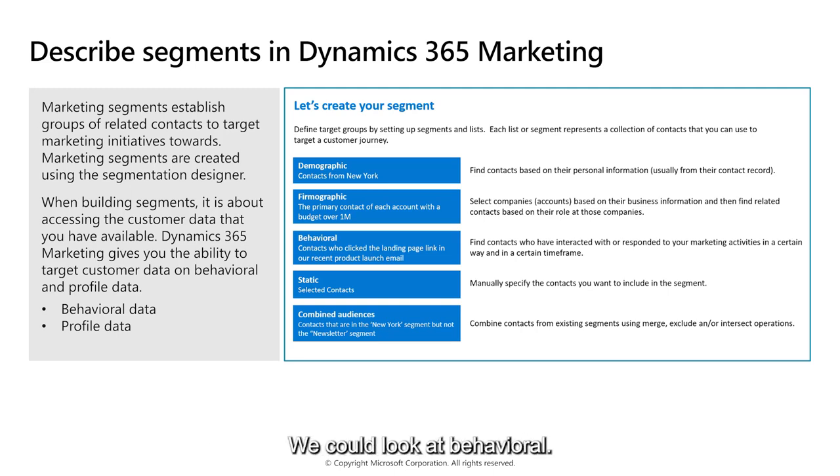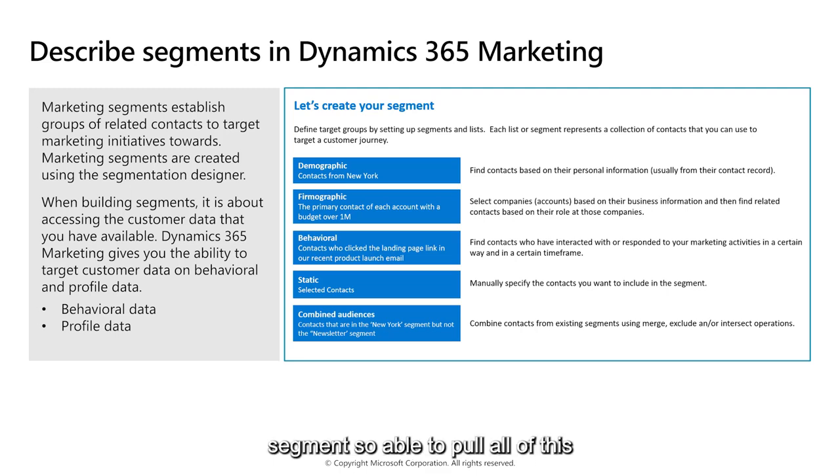We could look at behavioral targeting, which is to find contacts who have interacted with or responded to marketing activities in a specific way and during a specific time frame, such as contacts who clicked the landing page link in a recent product launch email. We can statically target by manually defining who we should include in a segment by selecting which contacts we want to include. And we have the ability to have combined audiences, and this allows us to have more powerful targeting of customers by combining contacts from existing segments to more decisively define who to include or exclude, such as contacts that are in the New York segment but who are also in the newsletter segment.